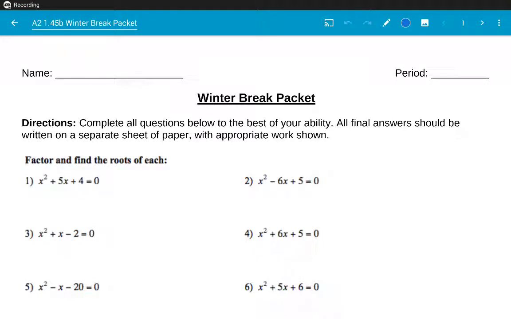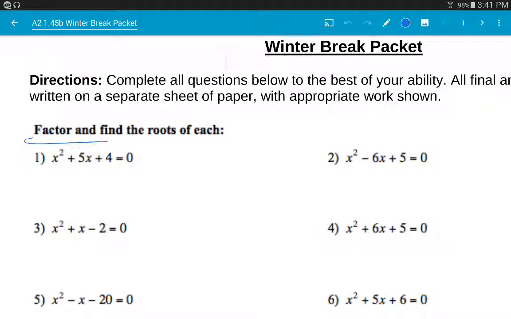Here's a video going over a couple of the questions from your break packet in case you were stuck. So for the first section, factor and find the roots of each.